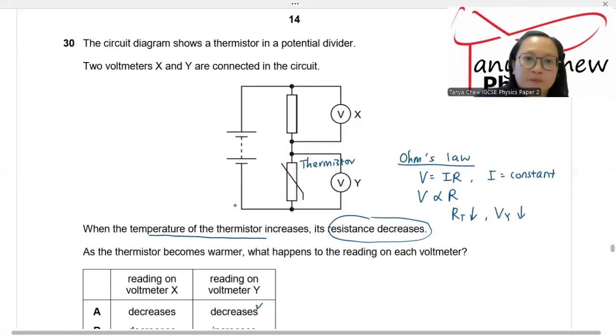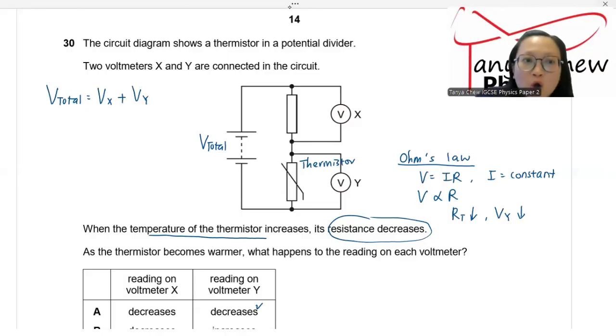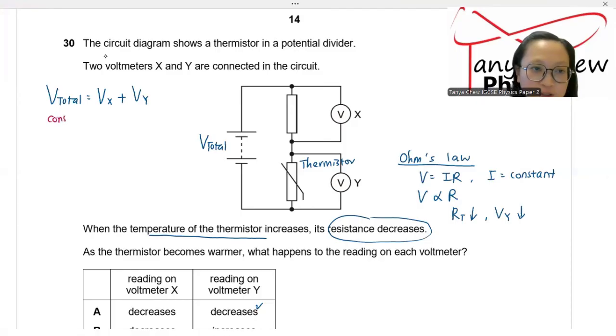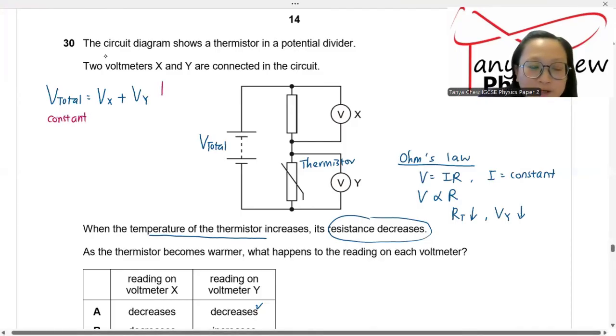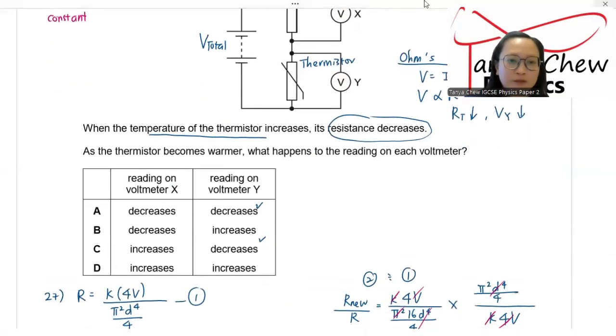But what about X? This is called the total EMF or the total voltage that is being supplied to the circuit. So the total voltage is equal to the PD across X plus the PD across Y. Since the total voltage is constant, the PD is constant. Since the PD across Y decreases, PD across X must increase to balance back the total voltage. That is why the reading on voltmeter X must increase. C is the answer.